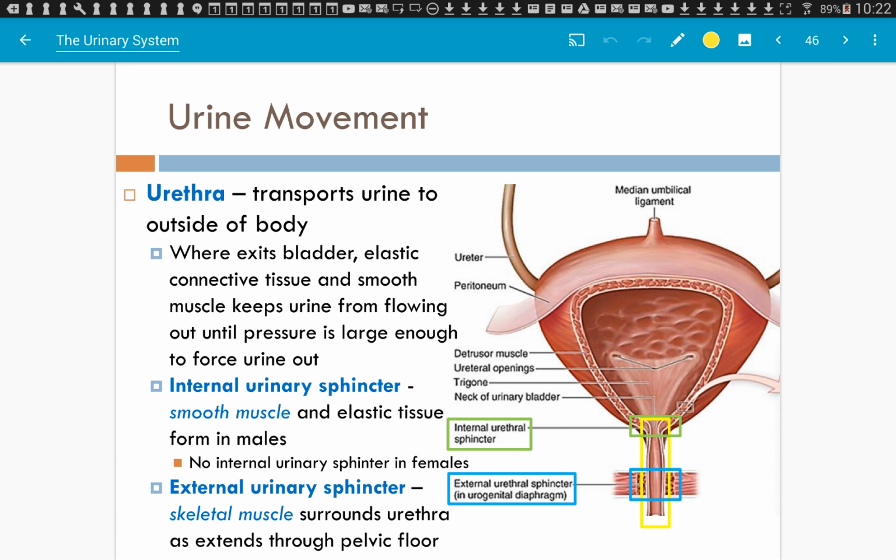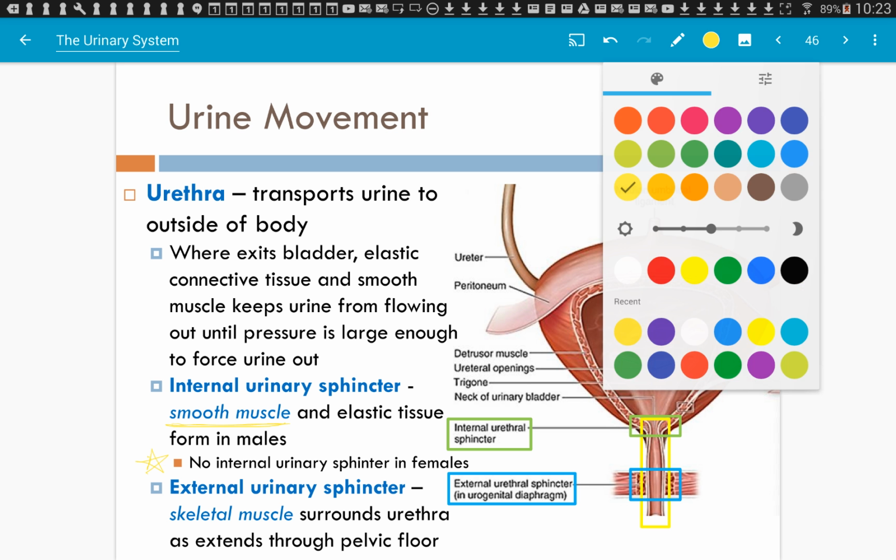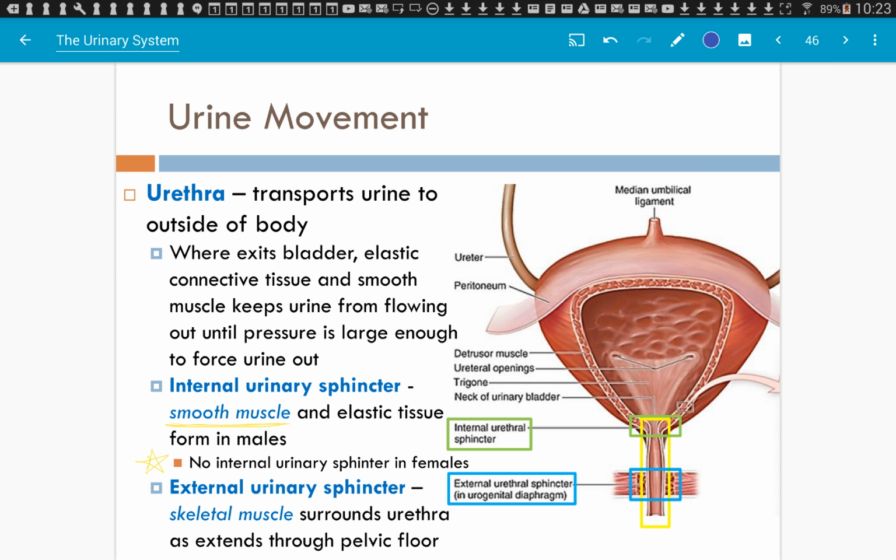Okay? And the urethra has two sphincters. Well, it depends. If you're a male, you have two sphincters. If you're a female, you have one. So note that females do not have an internal urinary sphincter. The internal urinary sphincter is made of smooth muscle, so only males have that, which I kind of think's unfair, but, you know, that's how God did it. Okay, so only males have the internal sphincter.